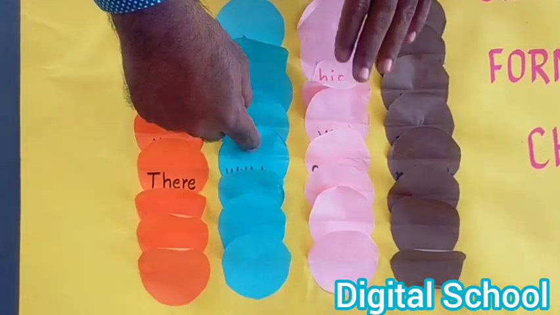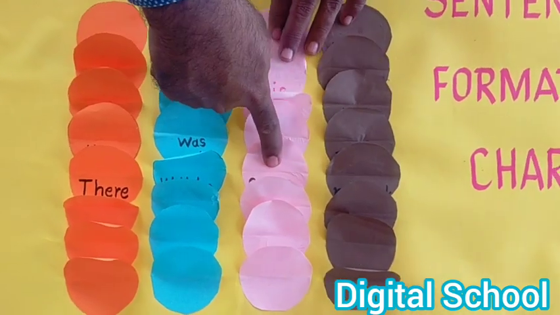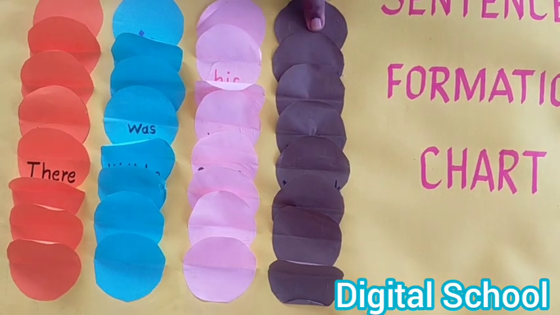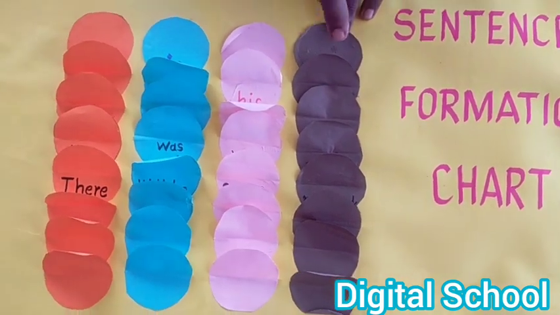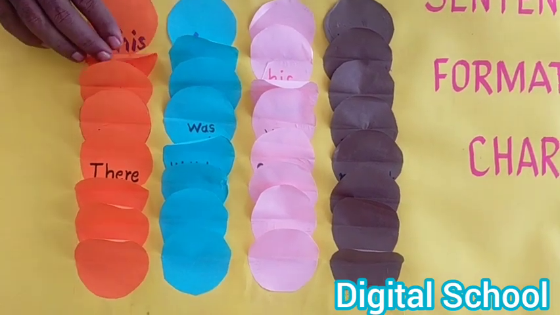There are 5 words here in column number 1. There are also 5 words in column number 2. There are also 5 words in column number 3, and there are also 5 words in column number 4. By using all the words, you can make 625 sentences. How can it be? That I will show you.